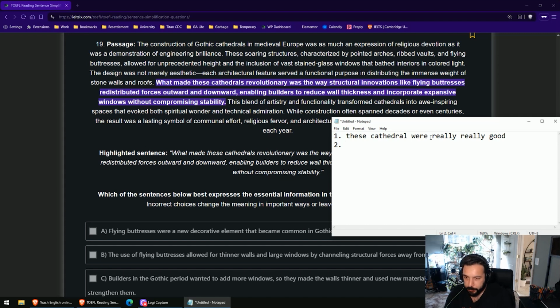And what was special about them? Well, they used, let's call it FB, to distribute the load or the force outwards and downwards. I don't have a sign for it, but that's my way. If I had a piece of paper, I would just put it that way. Ward meaning in the direction of, and outward means in the direction of out from the building, and downward meaning in the direction of down.